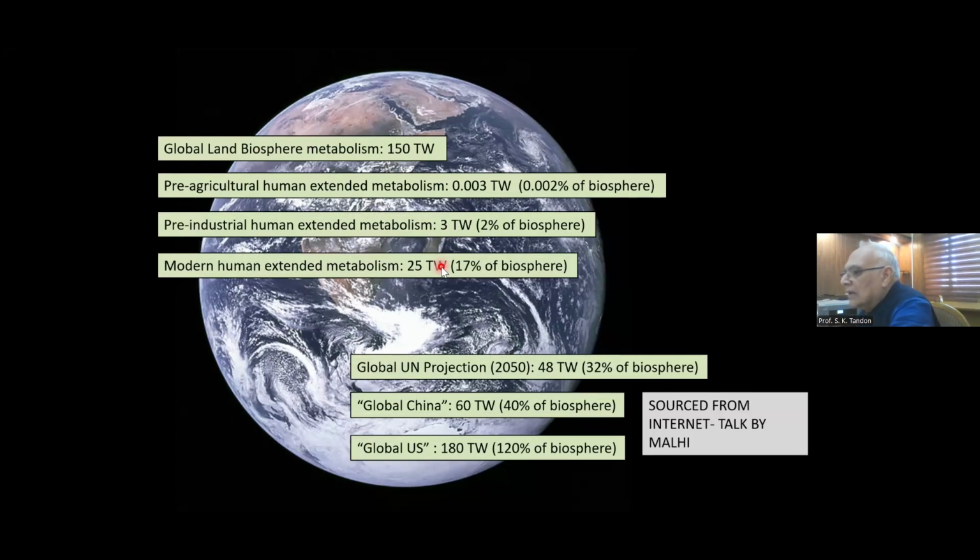And you'll see here that there are estimates by a professor from Oxford called Yadvinder Malhi, and global land biosphere metabolism is about 150 terawatts. Pre-agricultural human extended metabolism is a very small fraction, 0.002% of the biosphere. Modern became about 25 terawatts, about 17% of that total, essentially. And the global UN projections for 2050 are about 48 terawatts, which is 32% of the biosphere.